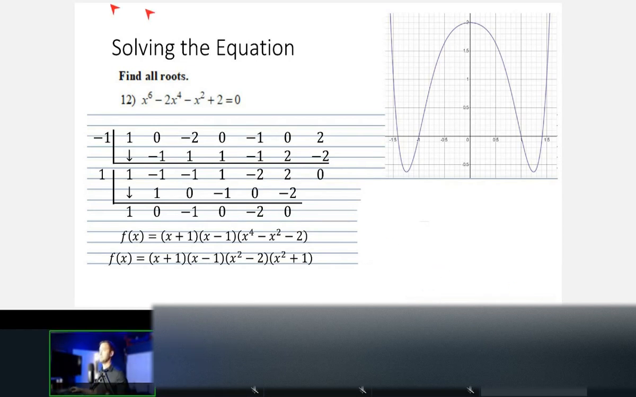So we set them both equal to zero and we solve them separately, right? If you can all quickly do that, I'll give you 30 seconds to quickly do both of those.